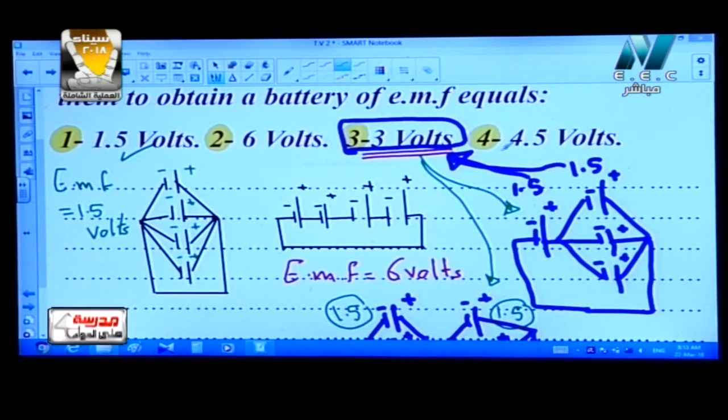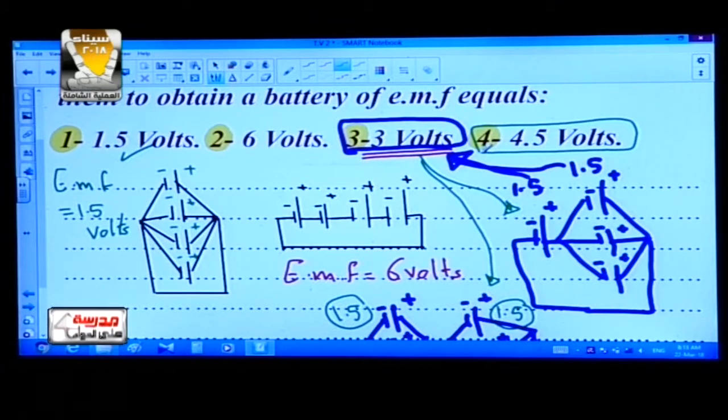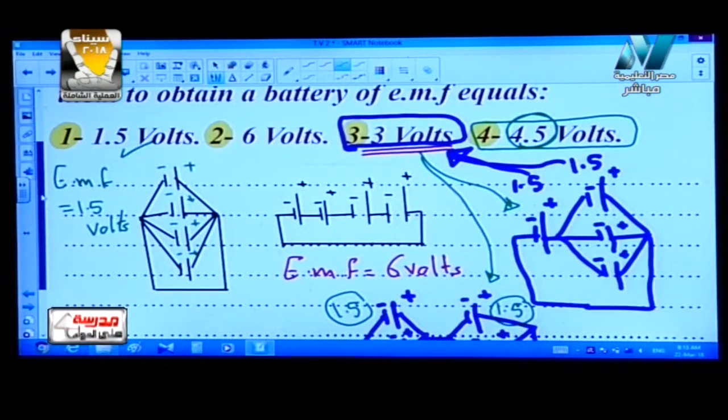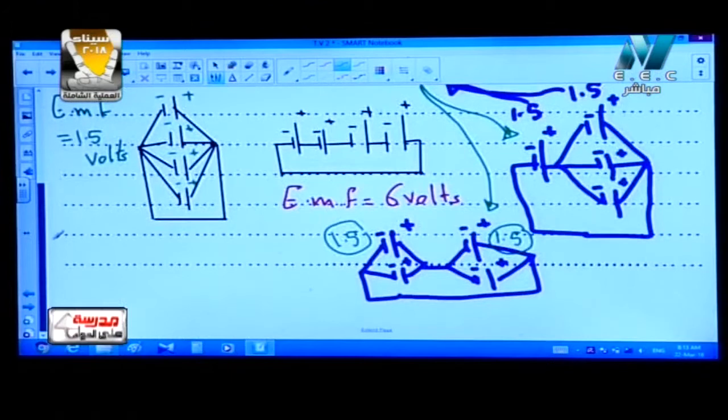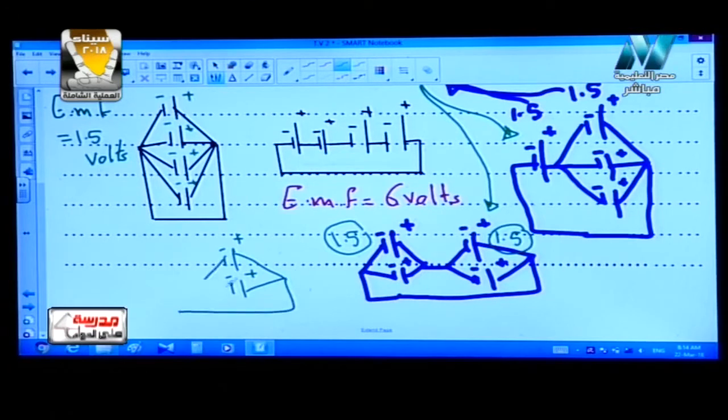The fourth question here: how can we obtain 4.5 volts from these electric cells? ازاي نطلع منهم كلهم 4.5 volts? In this case we can connect two electric cells in parallel as we see here. Two in parallel equal how many? Equal 1.5, because in a parallel connection the electromotive force equals E1 if we connect them in parallel.